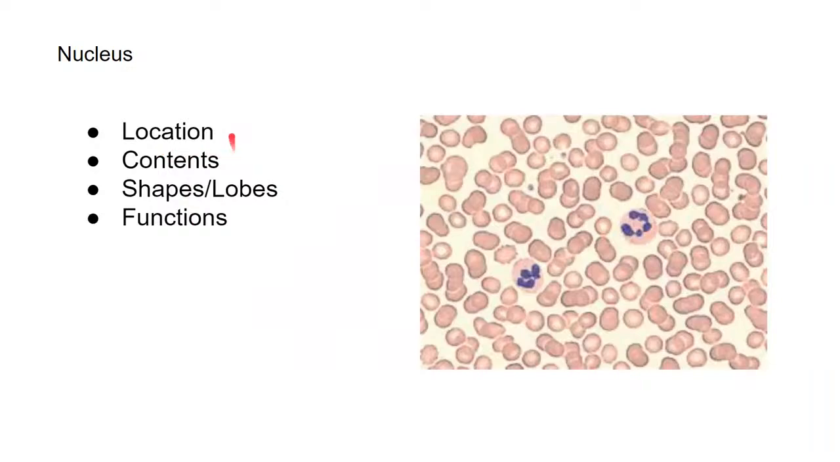Now, we're talking about the nucleus generally, so we know the location. The location is at a side in an animal cell, in the center in a plant cell. The contents we've talked about. Now let's talk about the shapes and the lobes, which is why we're here essentially, right? To understand what's different from your A-level content. So the shapes and the lobes can be different.